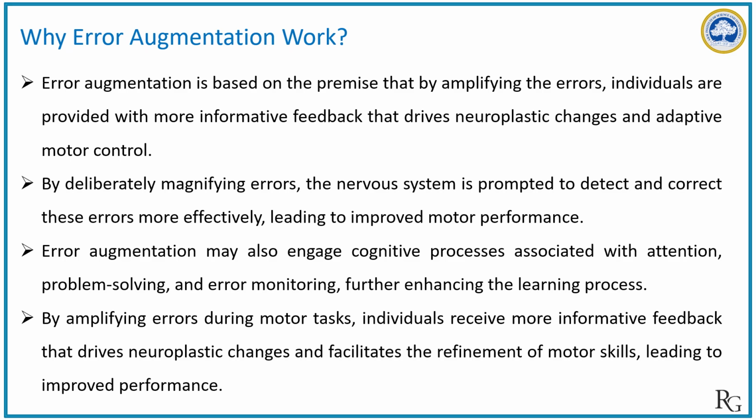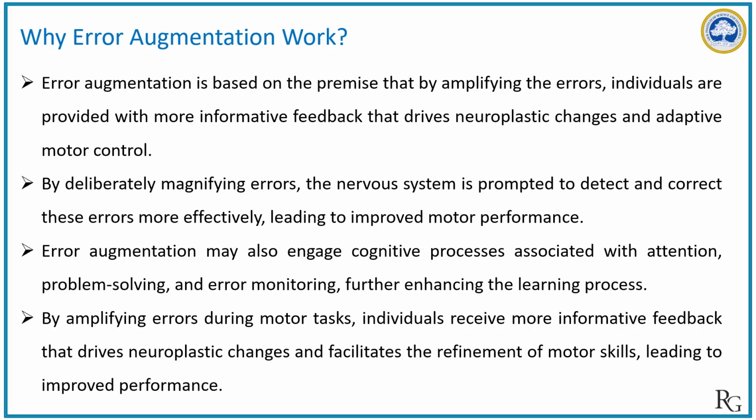Let's take one example. Imagine a person recovering from a stroke who is practicing a reaching movement. If they tend to continuously undershoot the target by a small amount, the therapist can use a robotic arm or a virtual reality system to exaggerate or amplify that error visually, making it seem like their hand is missing the target by a lot more than it actually is.